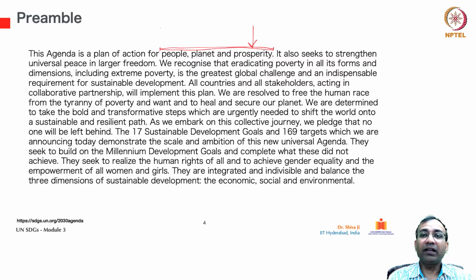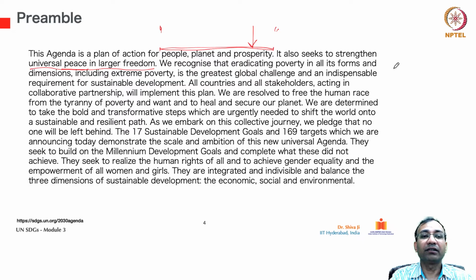So in a way, all of these three terms encompass the well-being and prosperity of anything and everything. In a nutshell, the preamble talks about serving this huge goal. So the set of SDGs has a tremendous gravity and responsibility on its shoulders. It also seeks to strengthen universal peace in larger freedom.